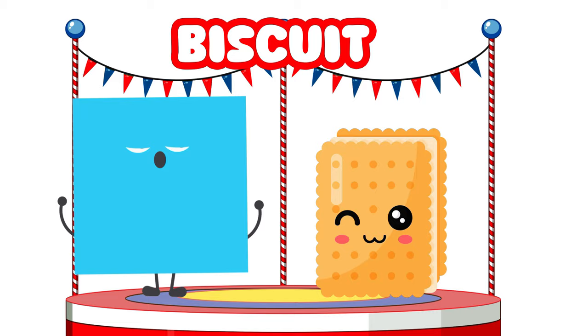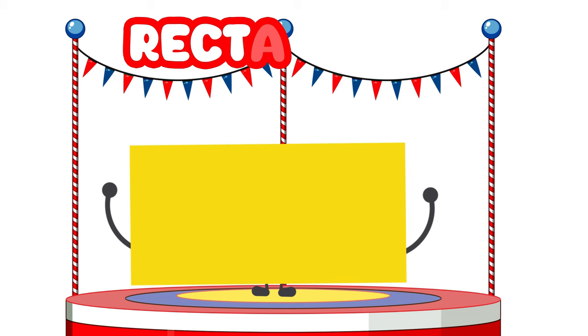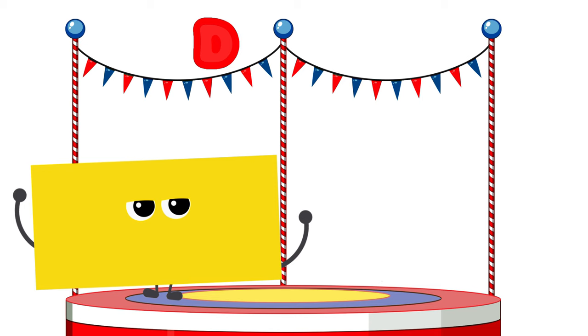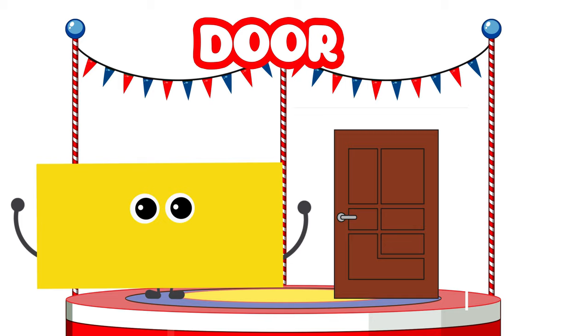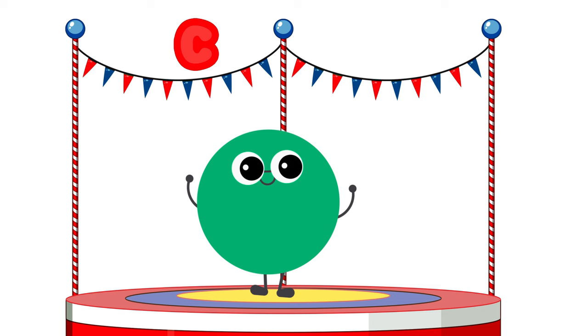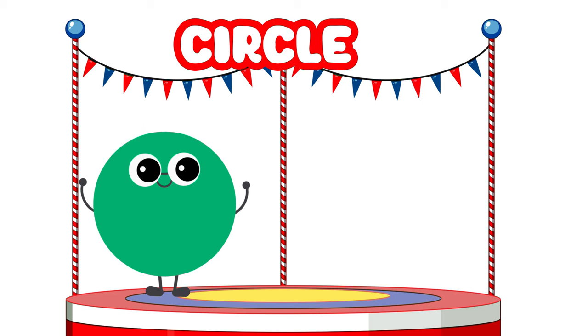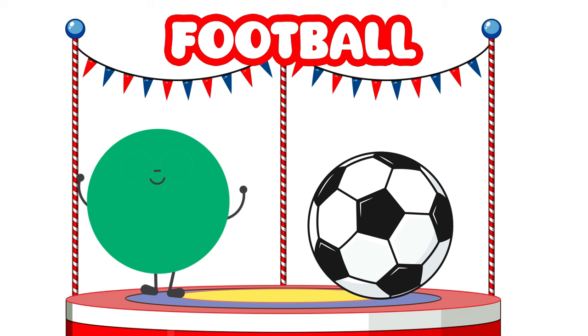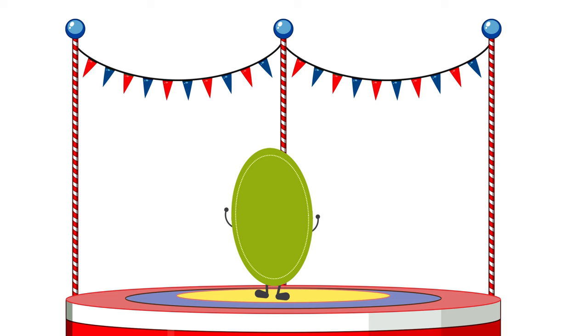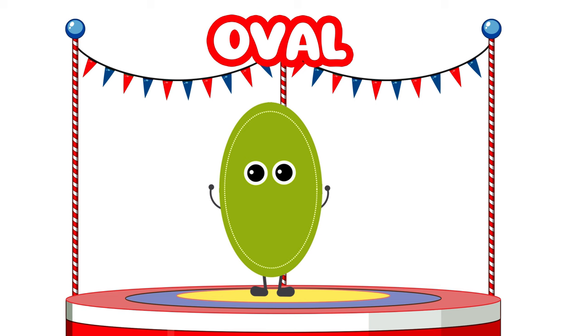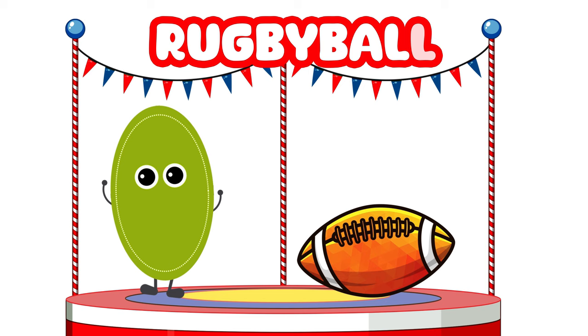Rectangle. The shape of a door is like a rectangle. Circle. The shape of a football is like a circle. Oval. The shape of a rugby ball is like an oval.